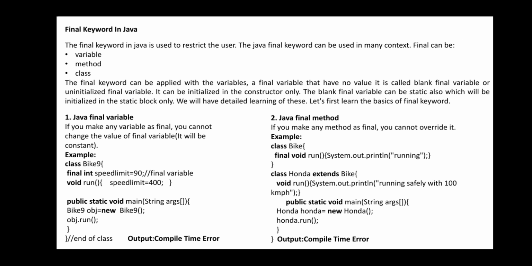Restriction means it should be used only within the construct, within the curly braces. It could not be accessed outside of the curly braces, or used by other classes, or by the objects of other classes, or extended to other classes. All these restrictions can be made by defining the final keyword. The Java final keyword can be used in many contexts: as a variable, as a method, as well as a class.